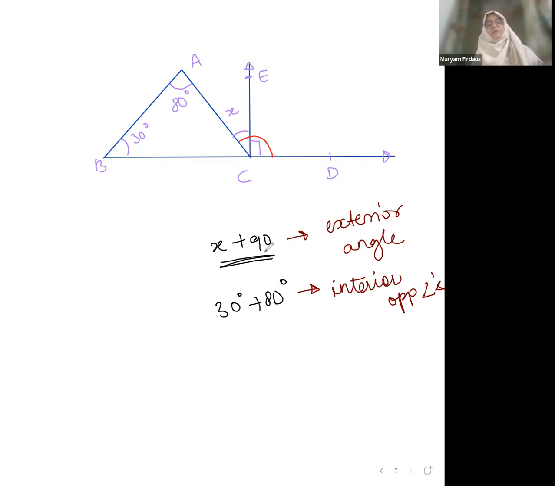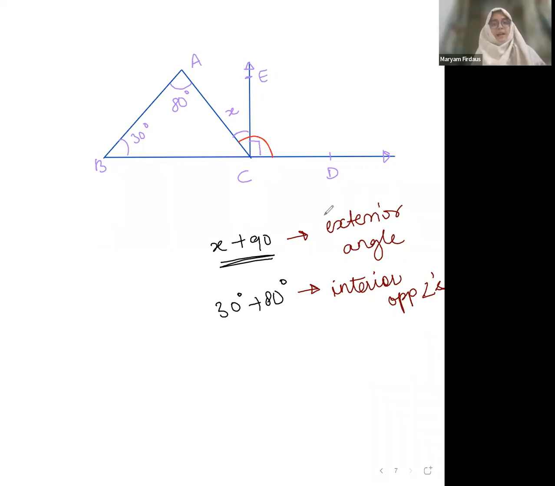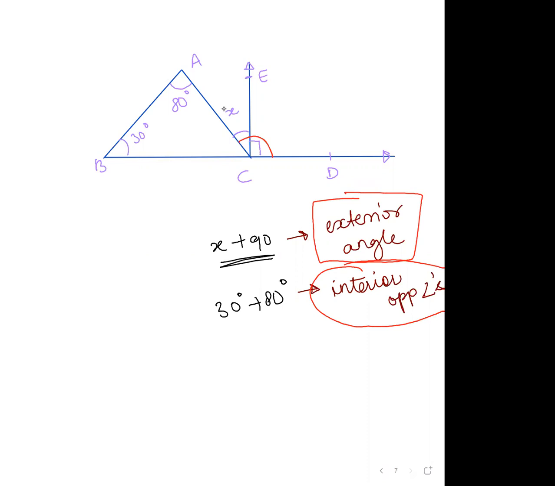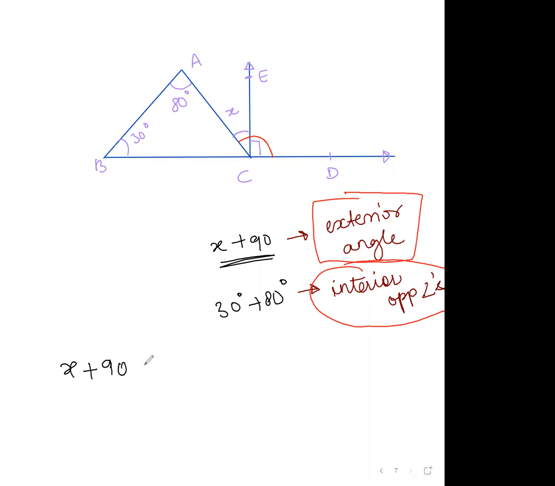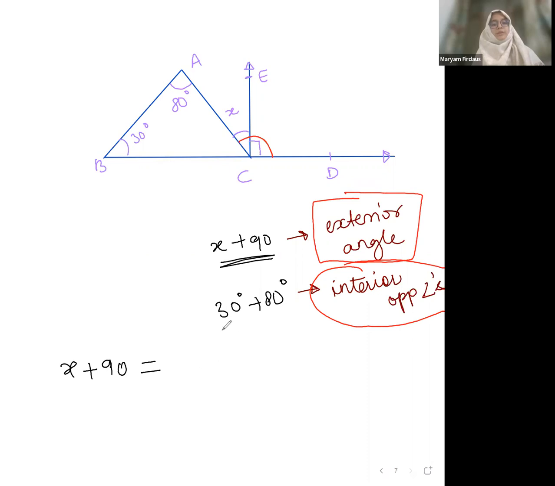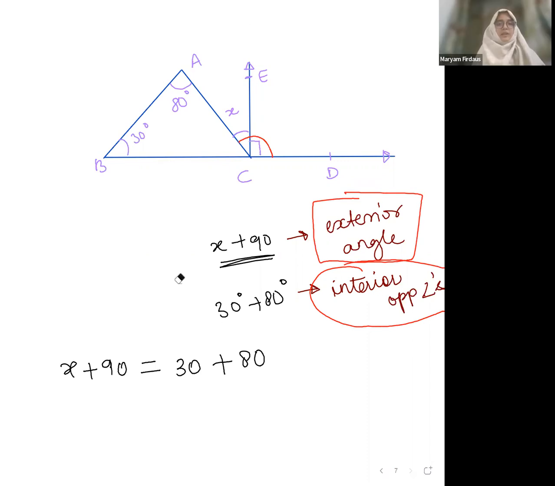Okay. So what does the exterior angle property say, Hiba? Like there's some? Yeah. So it says that the exterior angle is equal to the sum of the interior opposite angles. Yes? Yeah. So we will write the exterior angle is what? X plus 90 is equal to the sum of the interior opposite angles, which is 30 plus 80, which is 110. So let me just write 110 over there. 110. So now x becomes how much?